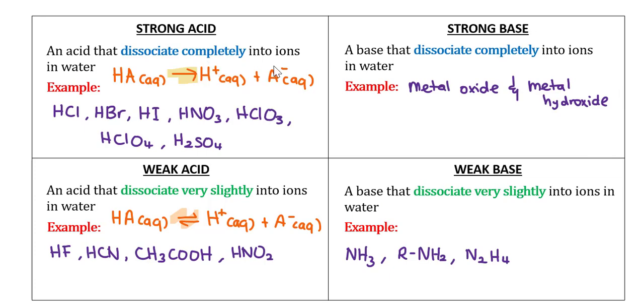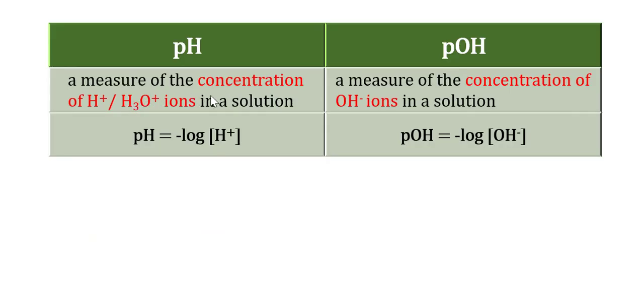Same as strong acid, to write down the dissociation equation of a strong base, we are going to use a right-handed arrow, while for a weak base, a reversible arrow is used to write down the dissociation of a weak base in water. pH is a measure of the concentration of hydrogen ion or hydronium ion in a solution.